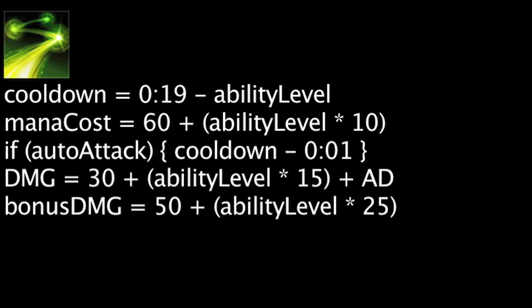Minions and monsters will be dealt bonus physical damage equal to 50 plus the ability's current level times 25. If the ability critically strikes, the targets will be dealt bonus physical damage equal to Master Yi's attack damage times 0.6.